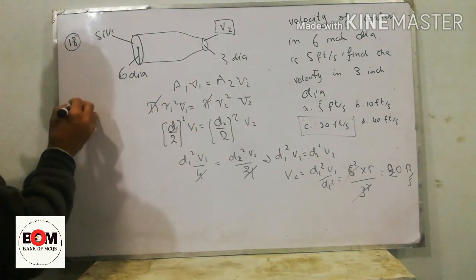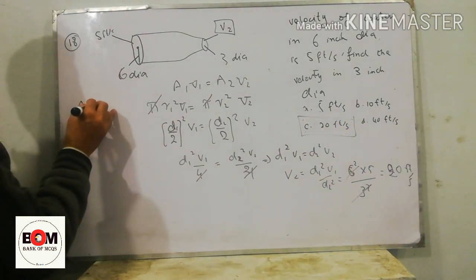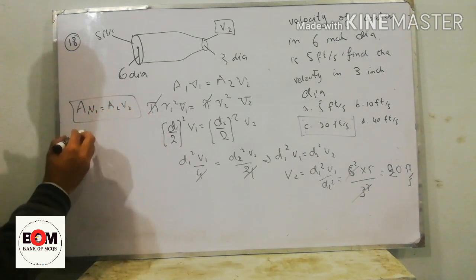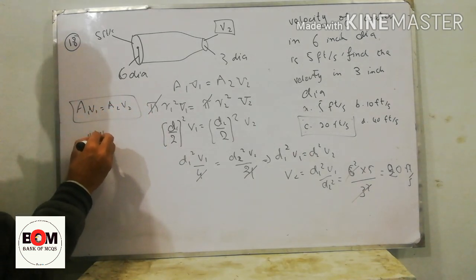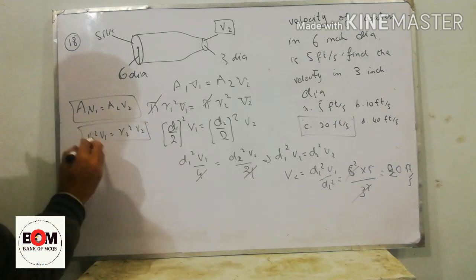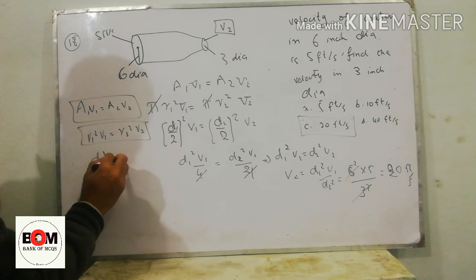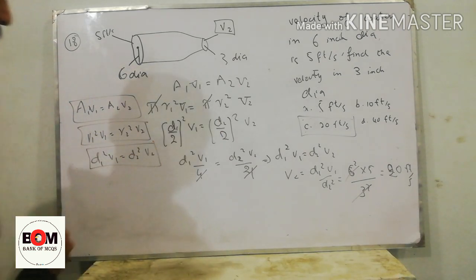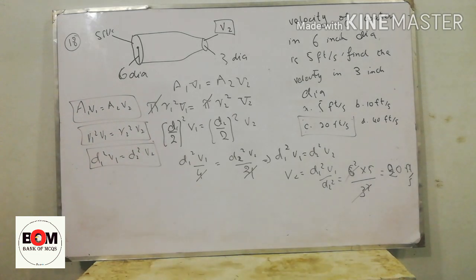You must remember that A1 V1 is equal to A2 V2, also with pi r square, r1 square V1 is equal to r2 square V2. If they have given diameter, then d1 square V1 is equal to d2 square V2. So these three equations must be kept in mind when solving continuity equation questions. Now we will solve MCQ number 19.